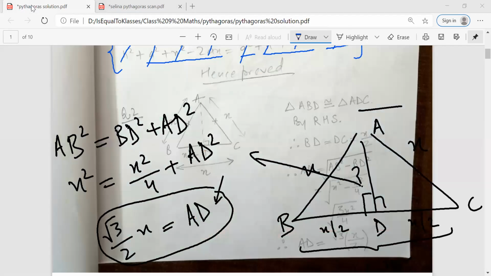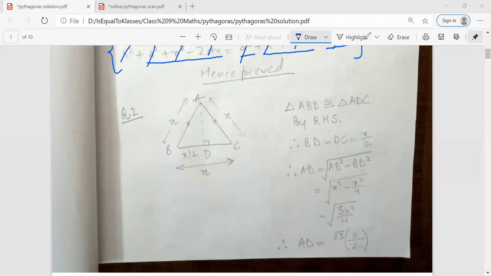So if you want to see it clearly, that is why we studied the properties of an equilateral triangle, so that when we are trying to do the questions, we don't face any difficulty. So this triangle is congruent to this triangle, and this is what has been mentioned. Therefore, this would be x by 2 and this would be x by 2.